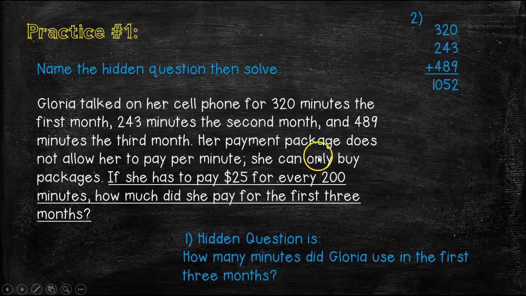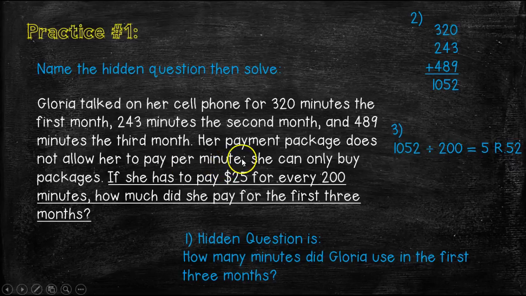And we know that she could not pay per minute, she had to buy packages. So we need to figure out now, how much money did she spend for the first 3 months? So we need to take 1,052 and divide it by 200 because each package has 200 in it. And we need to know how many packages did she buy. So 1,052 divided by 200 is 5 with a remainder of 52.